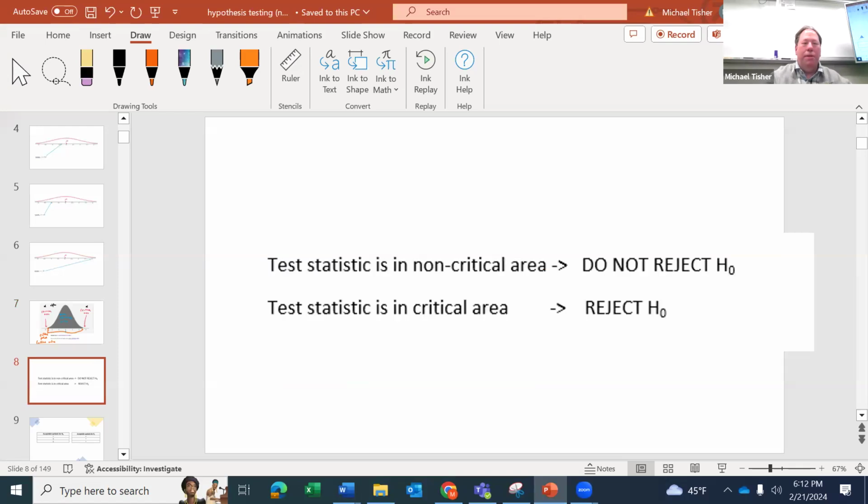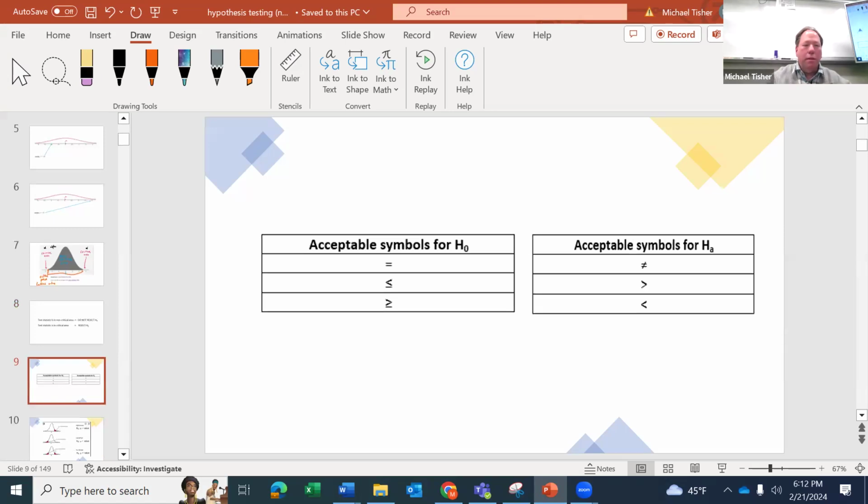Okay, all right. So basically the conclusion of each test is either reject the H0 or do not reject the H0. That's it. Okay, now we're going to start creating our own H0 and HA statements in just a bit. But to do that, here's a good table to use: acceptable symbols for H0 and acceptable symbols for HA.